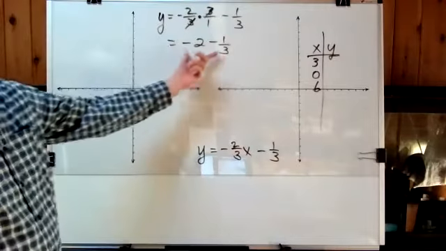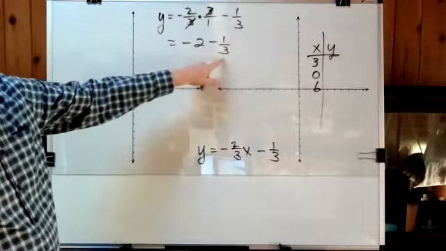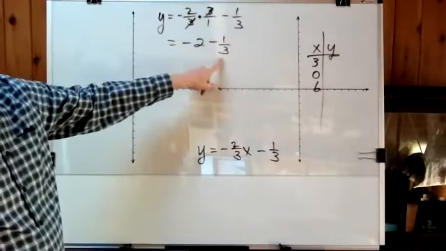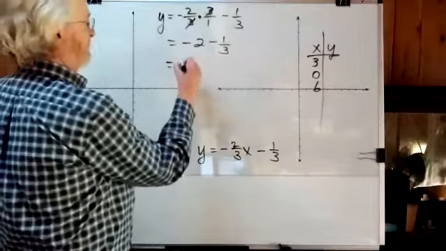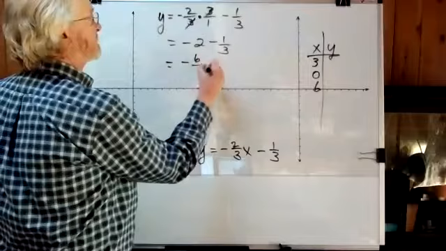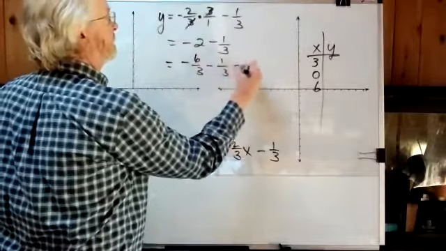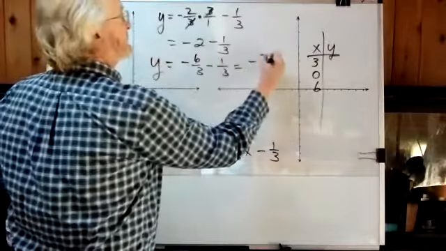If I'm going to combine those, I'll need a common denominator. Let's make these 3's. How many 3's in 2, right? 3 over 3 would give me negative 6/3 minus another 1/3, negative 7/3.